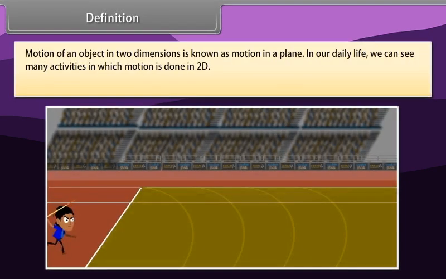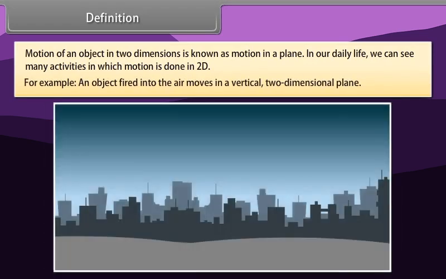Definition: motion of an object in two dimensions is known as motion in a plane. In our daily life, we can see many activities in which motion is done in two dimensions. For example, an object fired into the air moves in a vertical two-dimensional plane.